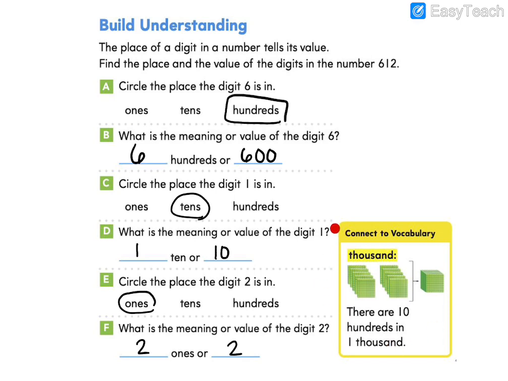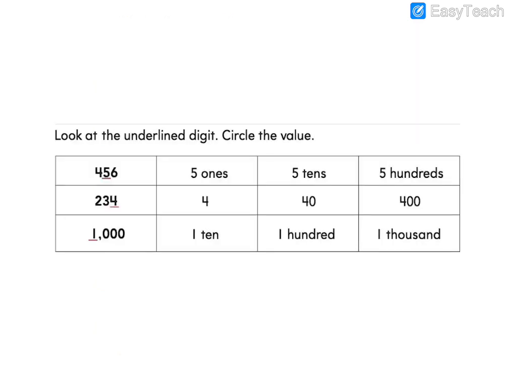Over here, it's showing us our thousands. We're going to need this in the next section. 1,000 is equal to 10 hundreds. You might have seen a thousands cube before. If we put our 10 hundred flats together, they make a thousands cube. So now let's look at that chart below.